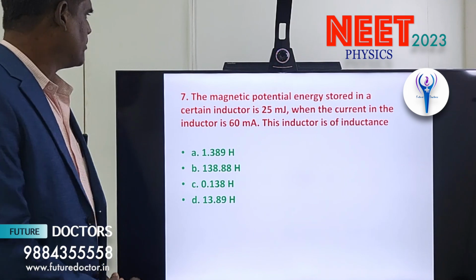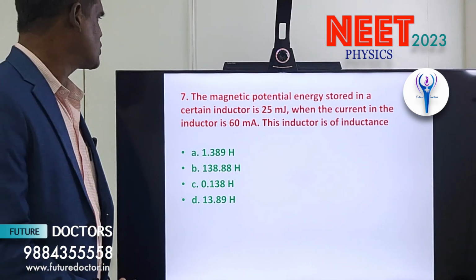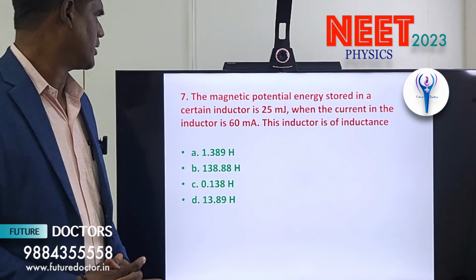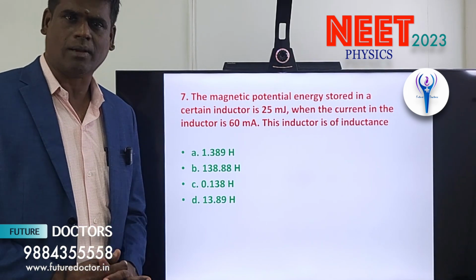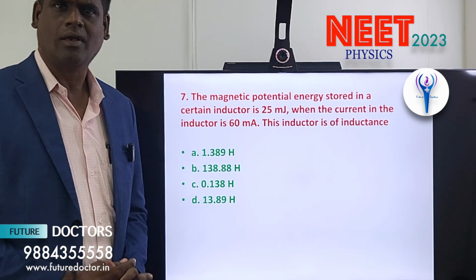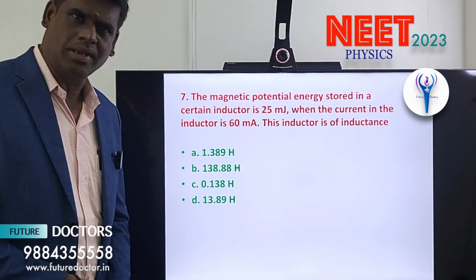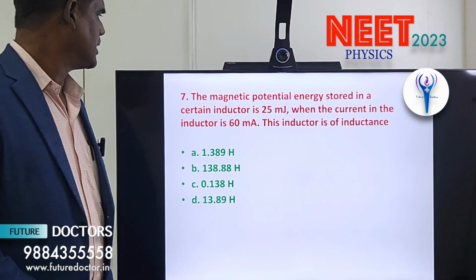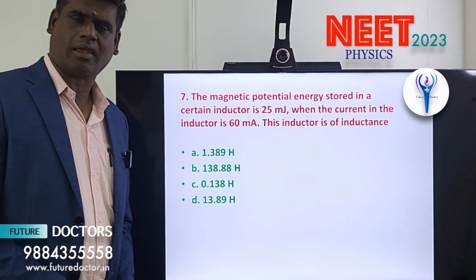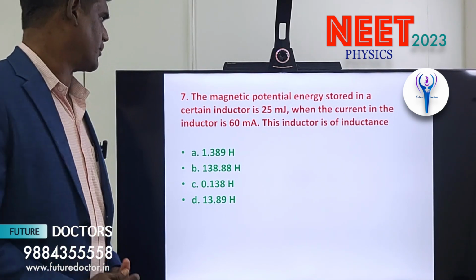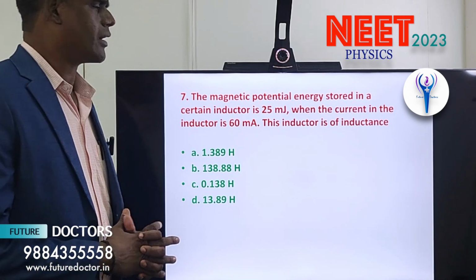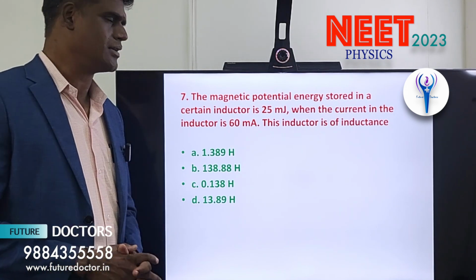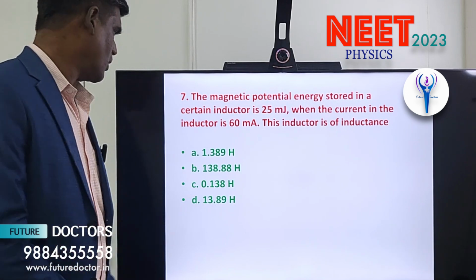Seventh question. The magnetic potential energy stored in a certain inductor is 25 mJ. What is mJ? J is a joule, mJ means millijoules. When the current in the inductor is 60 mA, what is mA? mA is milliampere. Then this inductor is of inductance dash. That is, you want to find the inductance of the coil.